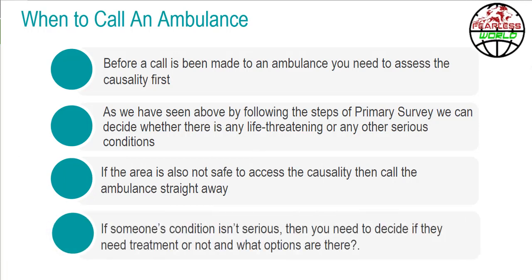If someone's condition isn't serious, then you need to decide if they need treatment or not, and what options are there. For example, to drive them to the hospital or to call their doctor's surgery for medical advice.